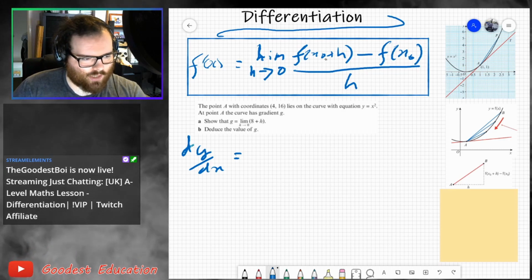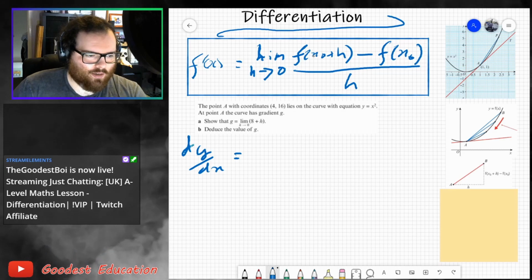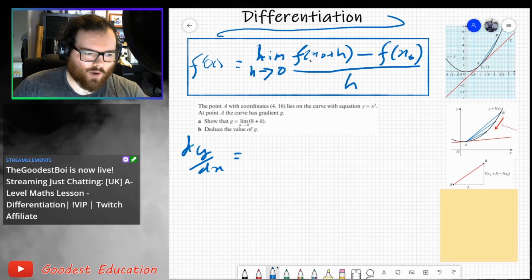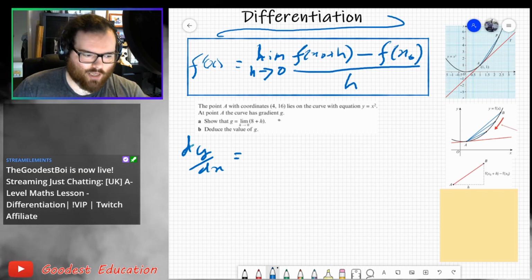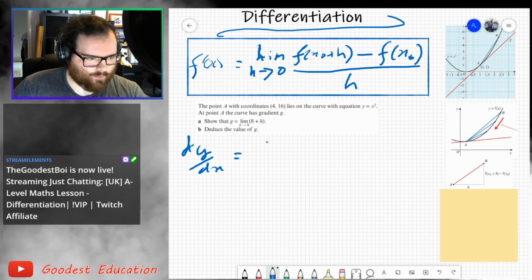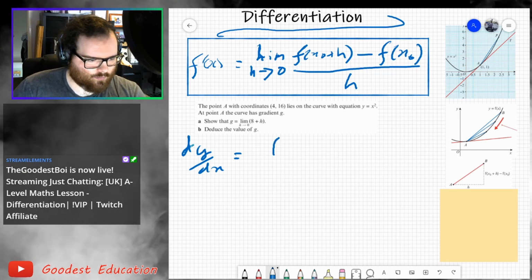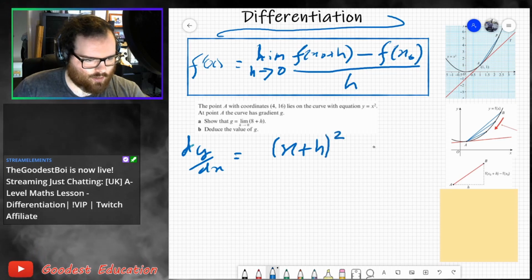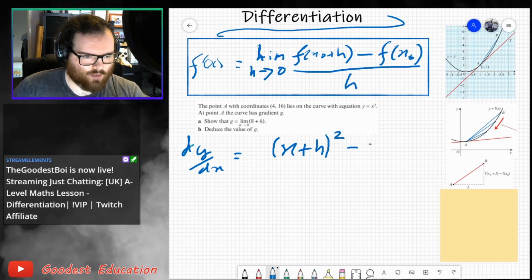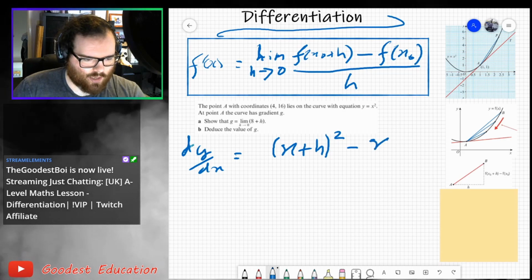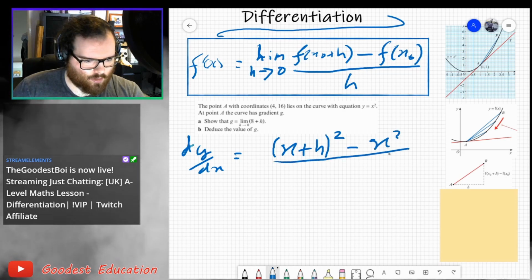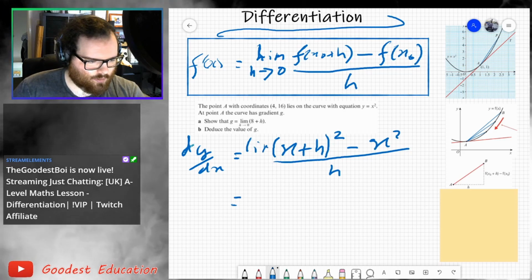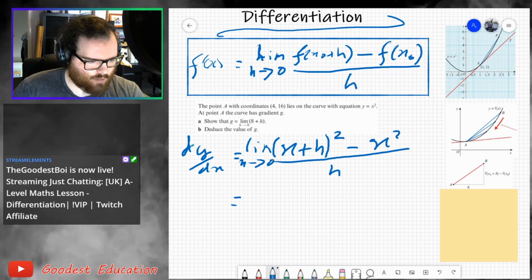Well, y not all, which is going to be f of x, or y at a plus h. So we would write x plus h squared minus y at a, which is x squared, all over h. And then take this limit as h goes to 0.